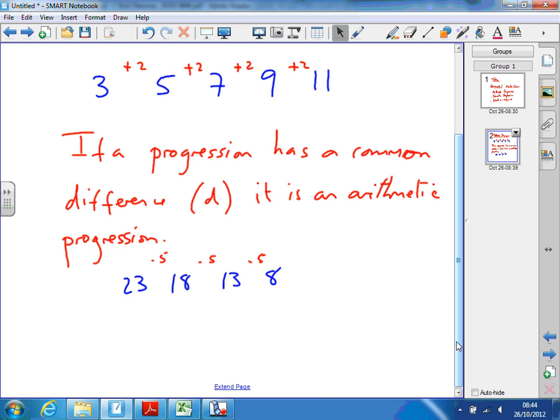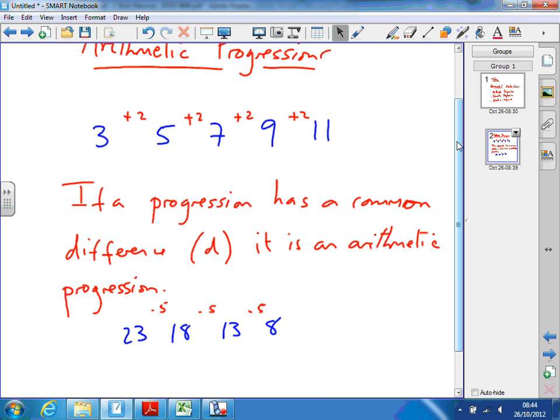If I add them up, so if I say I'm going to add up these terms, first term, second term, third term, and so on, then it becomes a series. So 3 + 5 + 7 + 9 + 11 is an arithmetic series. 23 + 18 + 13 + 8 and so on is an arithmetic series.